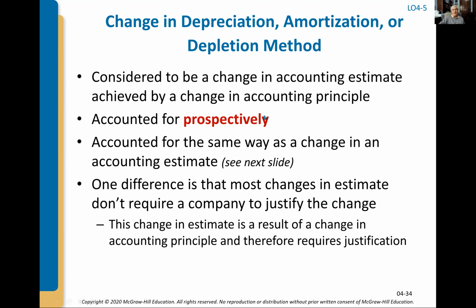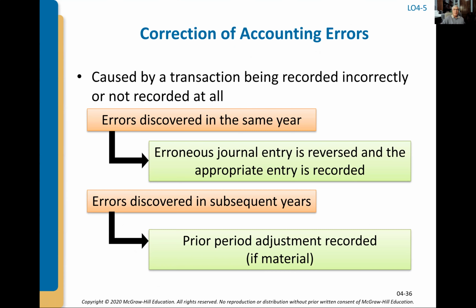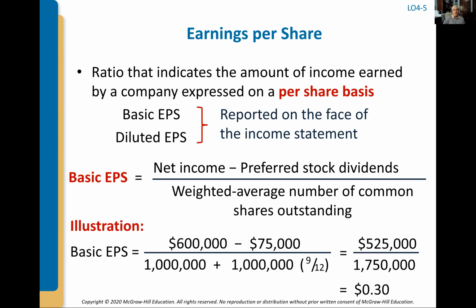Generally, where you'll see this is like my example. If we have a change in depreciation, we'll account for that in a prospective manner. So this slide is basically what I just talked about. A correction of an error: if we find it in the same year, we just reverse it and correct it. But if we found an error this year from a previous year, an error that happened two or three years ago, we have to go back and do a prior period adjustment, and we have to restate that income statement.